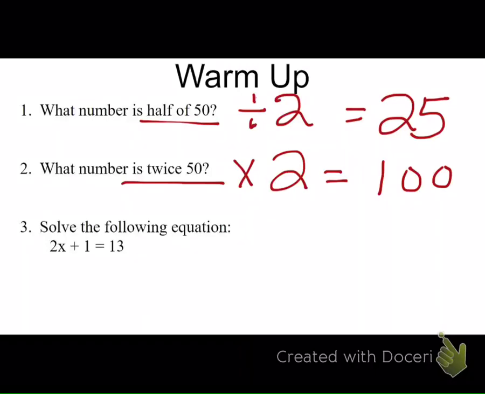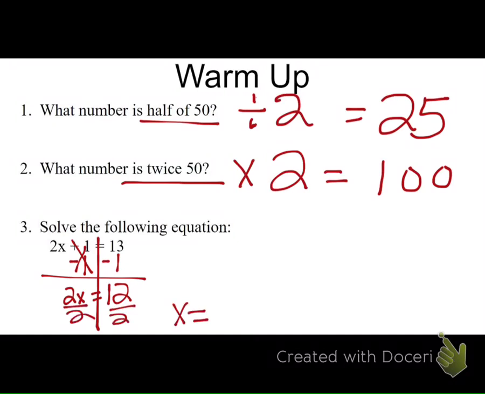Okay, and then solving the following equation, 2x plus 1 equals 13. What am I going to do first? Subtract 1 on both sides. So that leaves me with 2x is equal to 12. I'm going to divide by 2 on both sides, so x is equal to 6.